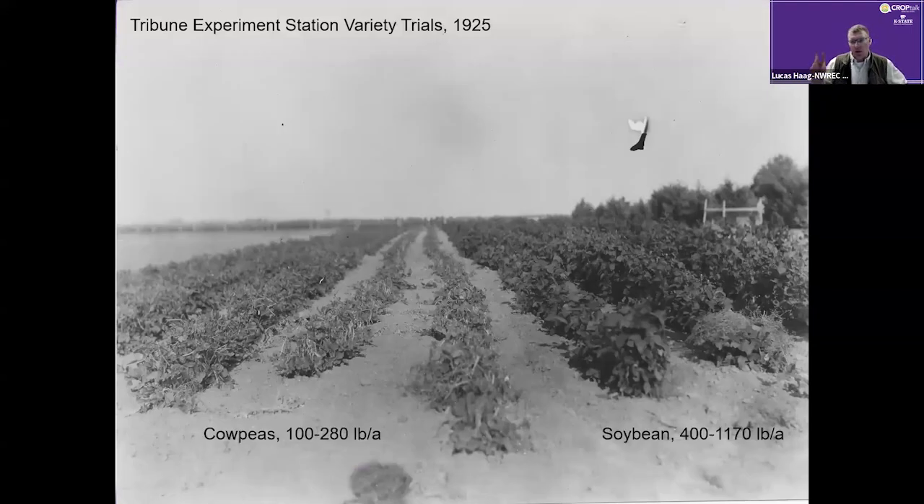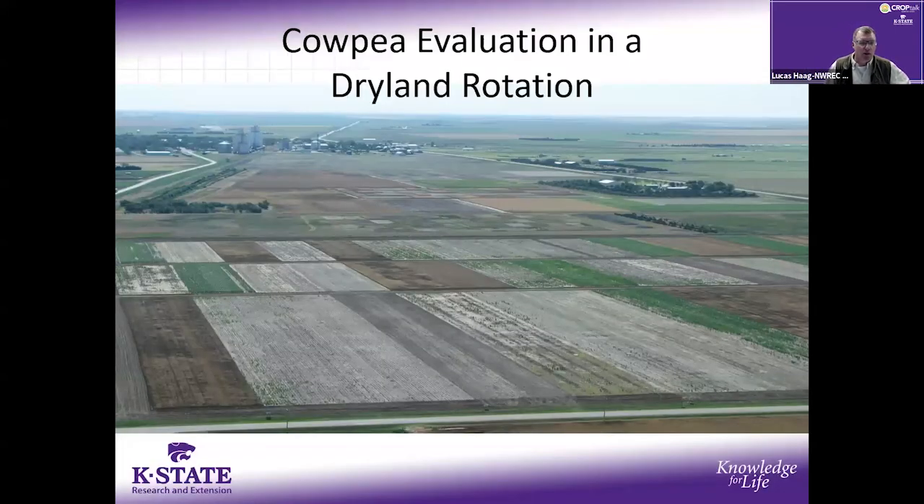Sometimes we joke about doing research, kind of interesting, but yet disheartening. I came across this photo in the archives. Actually, in 1925, we were growing cowpeas at the Tribune station. Of course, this is more from a forage standpoint, but that definitely was not a no-till system. But anyways, we've chosen to put these in one of our dryland rotations.